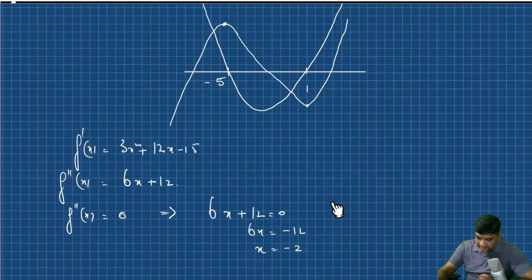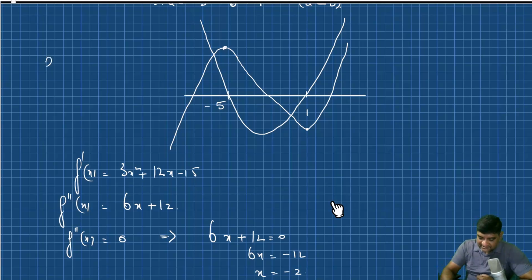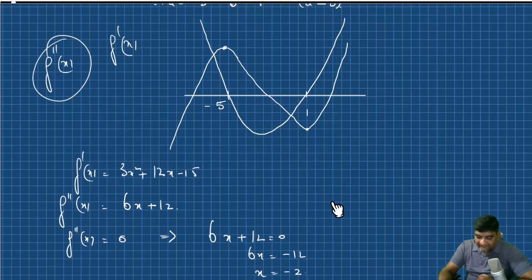If f double dash of x is 0, understand this: what is f double dash of x? F double dash of x is the behavior of f dash of x. F dash of x is the behavior of f of x. When I say behavior, I'm talking about the tangent. This is the tangent equation of f of x. This is the tangent equation of f double dash of f dash of x. So when I say f double dash of x is 0, I'm talking about this point.